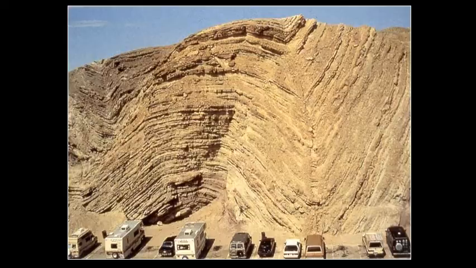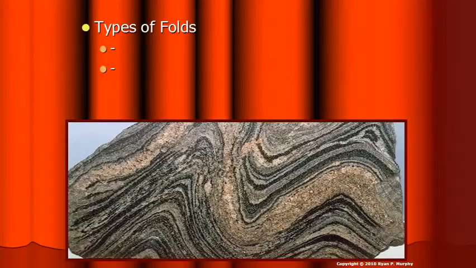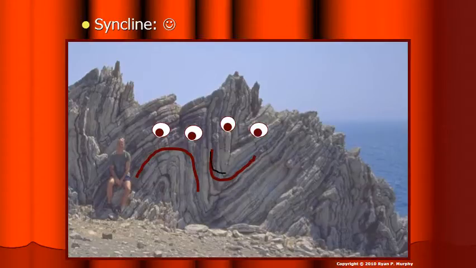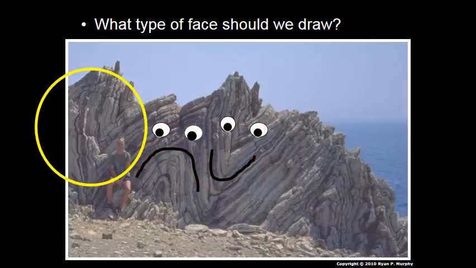Here's another example of it. This is a great picture where you can see some really big folds in the side of that mountain. So we can have basically two types of folds, and this is pretty simple. You can have an anticline, which you can think of as a frowny face. These are the folds that go that way. And then the opposite of that is a syncline, which is like a happy face. The fold goes that way. So we can talk about anticlines and synclines.